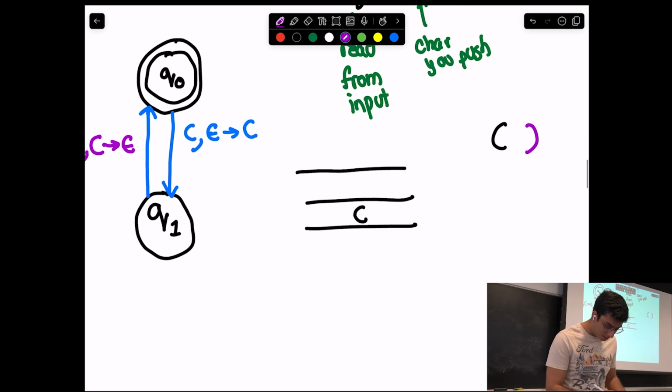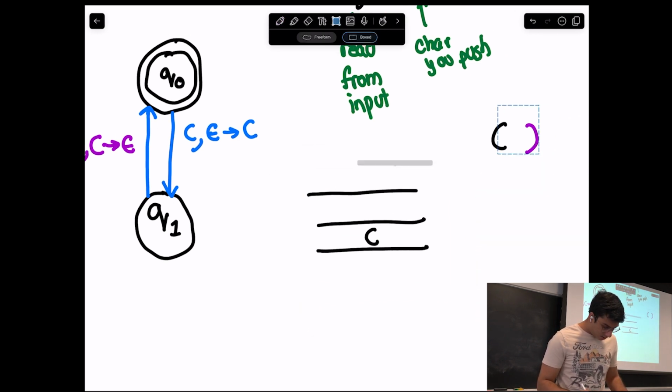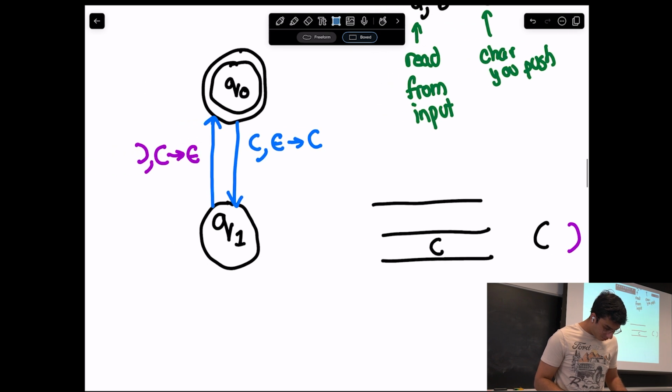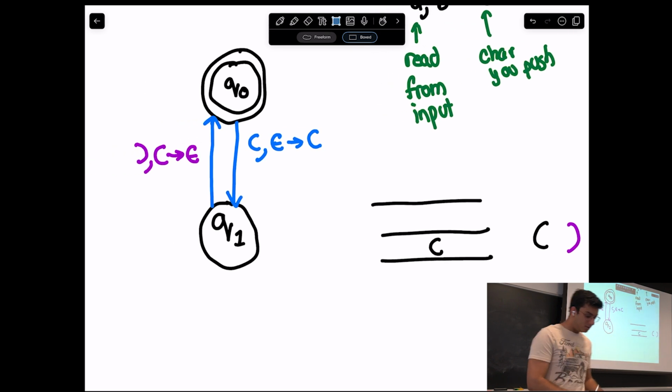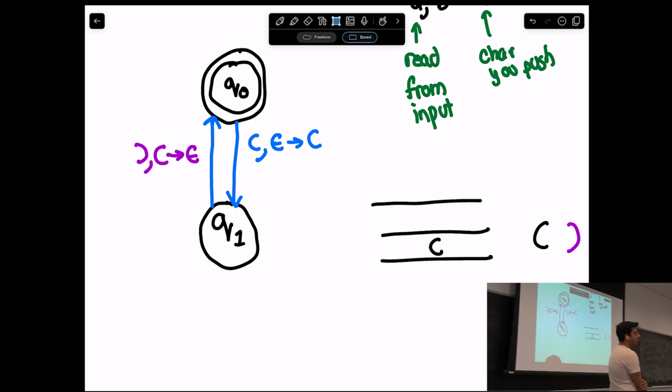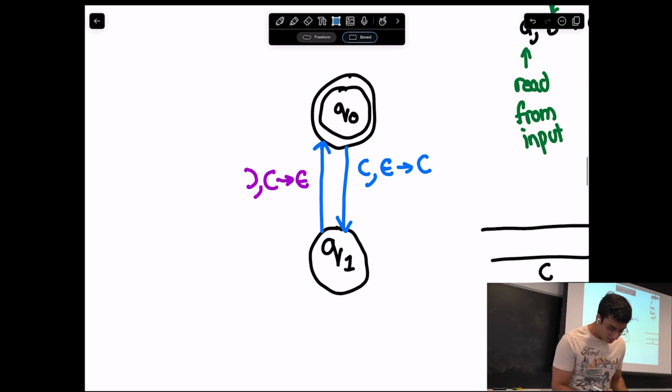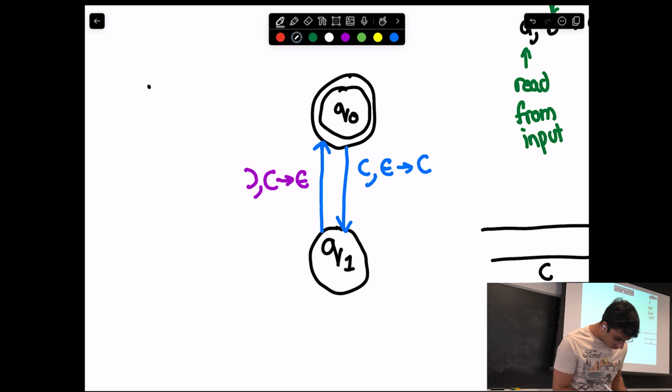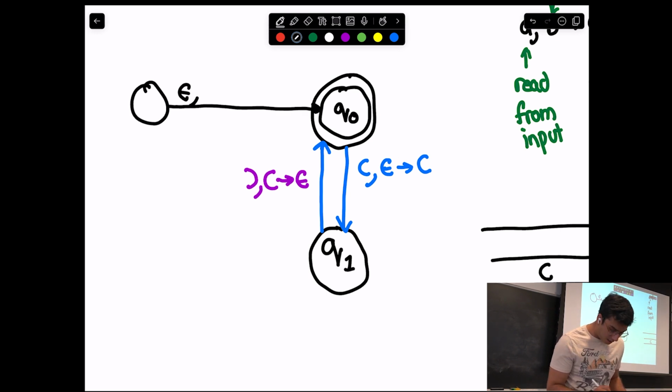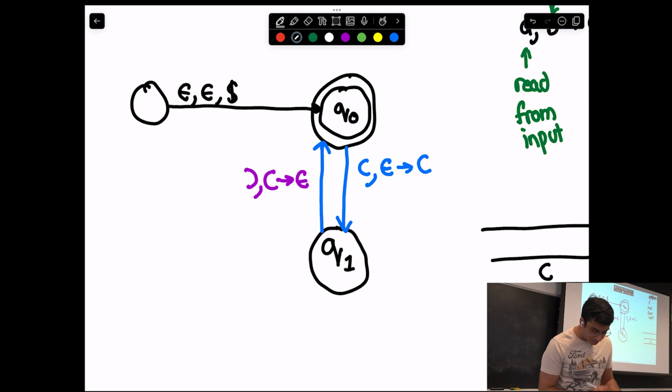Does this work for all cases? Let's see. What if I read two open parentheses in a row? Yeah, that's the issue. Don't you have to use the dollar sign thing? We do need to use the dollar sign at the beginning or the end, so we can add that on if you want. You push a dollar sign onto the stack, but I think that comes later at the end.